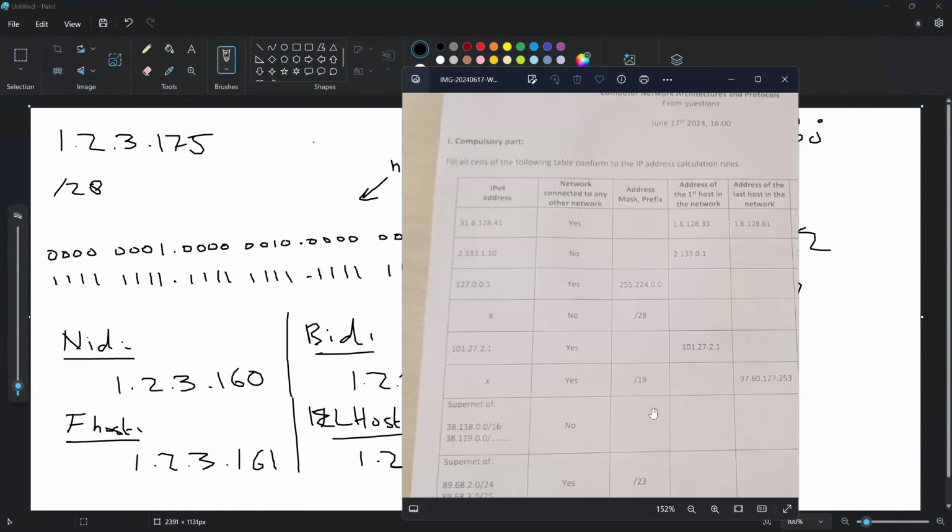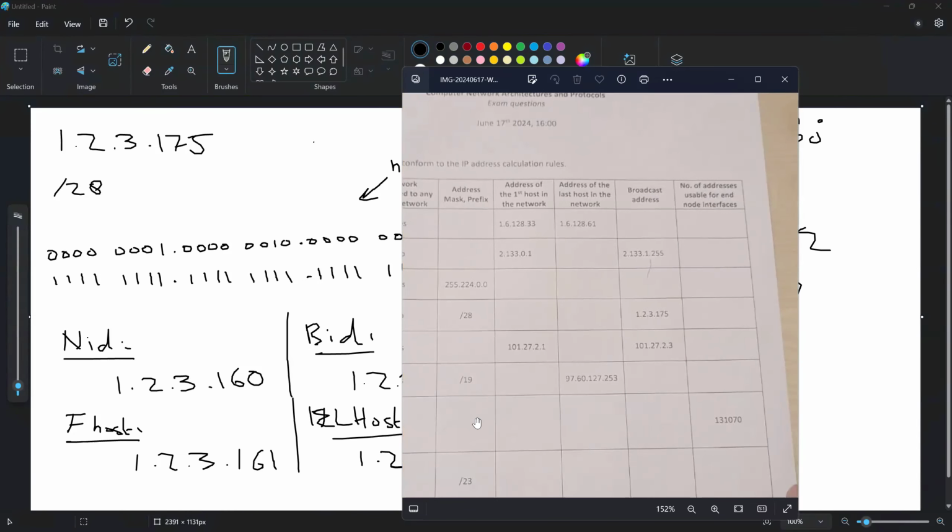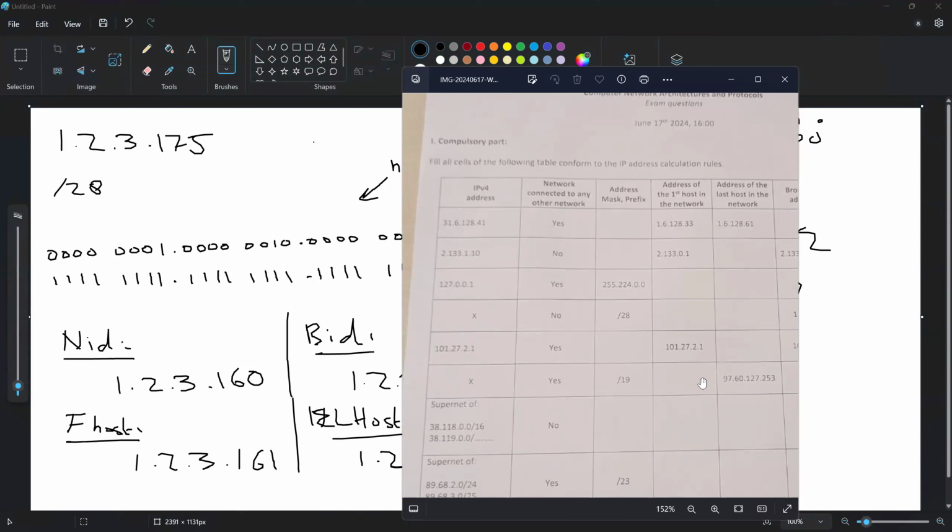Since we are done with this, everything except the number of addresses, you always know the formula. You just have to not put any routers. You have the CIDR, and that's it. Any questions for row 4? Nope. No. Okay.